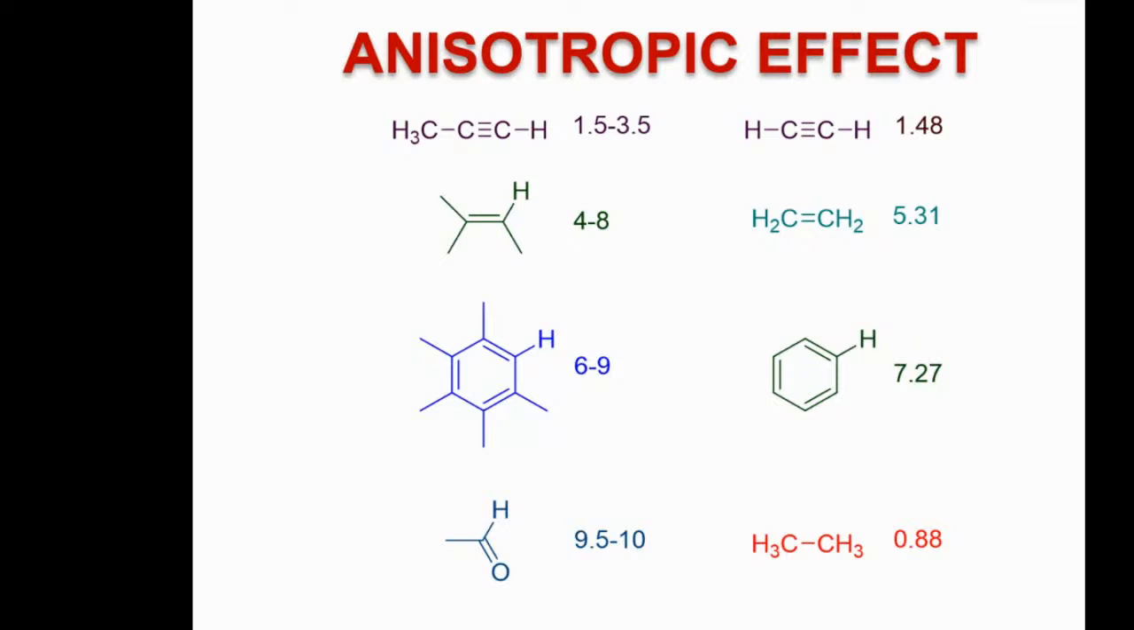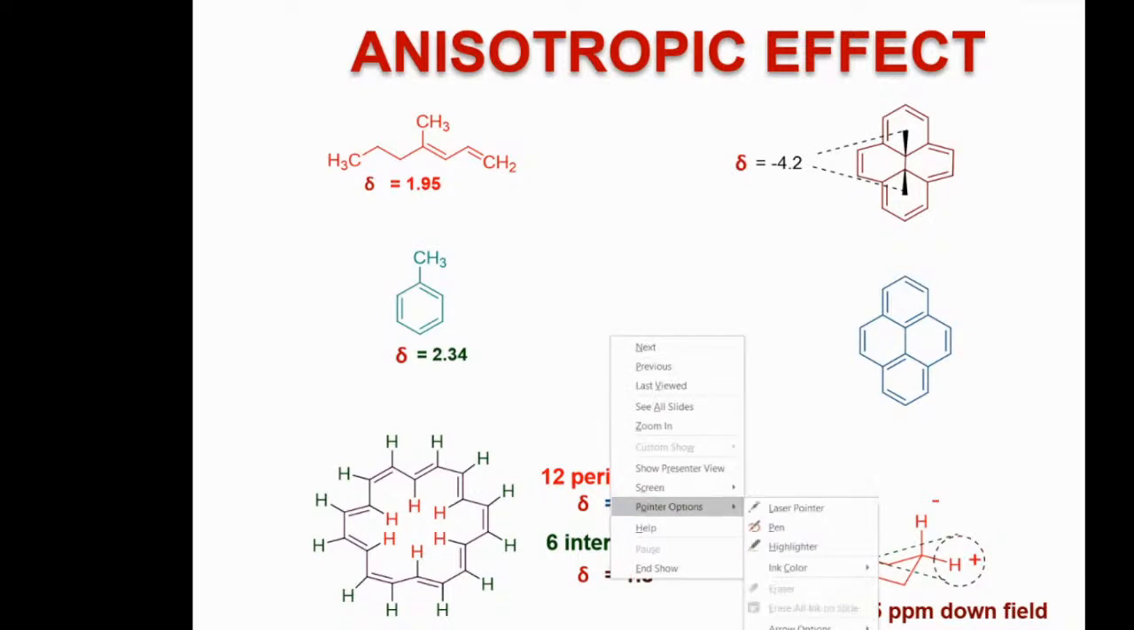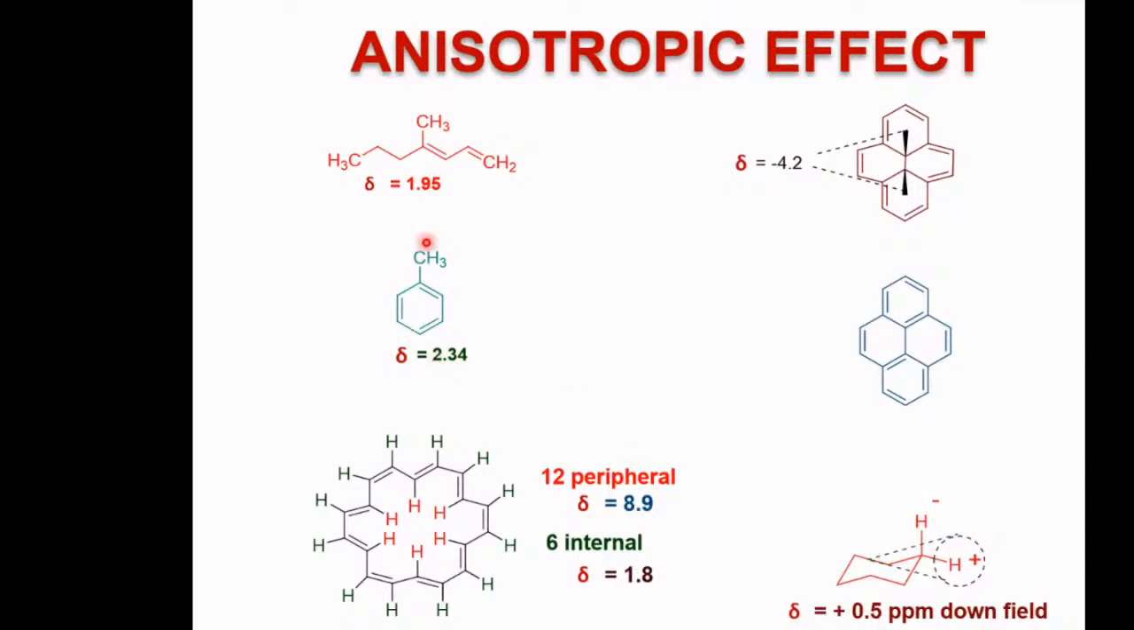And if you take a simple ethane, the chemical shift is even less than 1. It's about 0.88, but that is for the methyl protons of ethane. But suppose the methyl group is attached to an sp2 center, as in this case, then the chemical shift is about 1.95. So again, it depends on the environment. It is not necessary that all the methyl protons will come at the same place. In toluene, it comes around 2.34. In addition to the pi electron cloud of simple olefin, you have the pi electron cloud of the aromatic ring that is further deshielding the methyl protons.